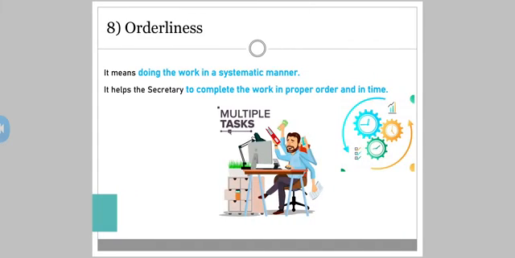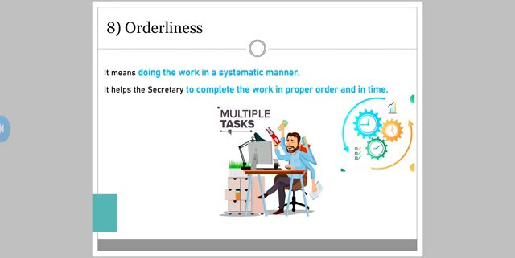Coming to the eighth point, orderliness. Now what is orderliness? Orderliness means the quality of being well arranged or organized. Everything should be well arranged and every work should be well organized. Orderliness means doing the work in a systematic manner.